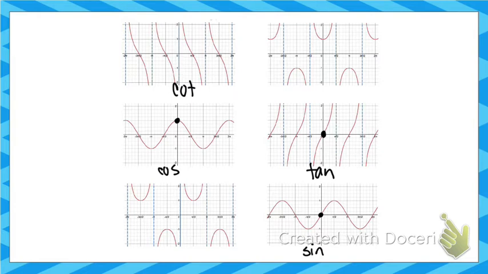Secant and cosecant are the U's. Now remember, secant's the reciprocal of cosine. Cosine goes through 0, 1, so secant goes through 0, 1. So cosecant is the one that has the asymptote there.